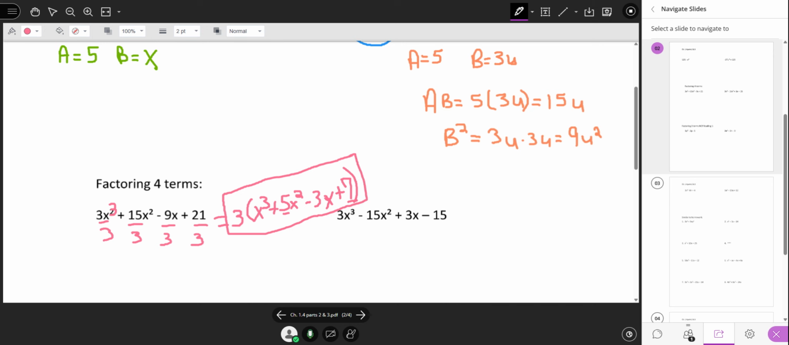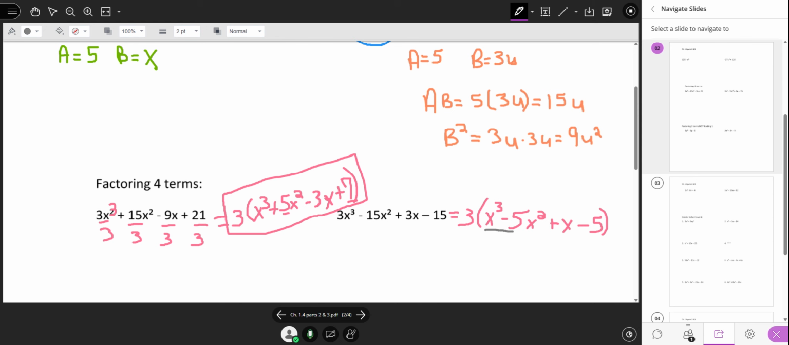Well, guess what? I can do a GCF here as well. So pull that 3 out again. You get x cubed minus 5x squared plus x minus 5. I shortcut it a little bit. Now, 5 and 5, a 1x and a 1x.